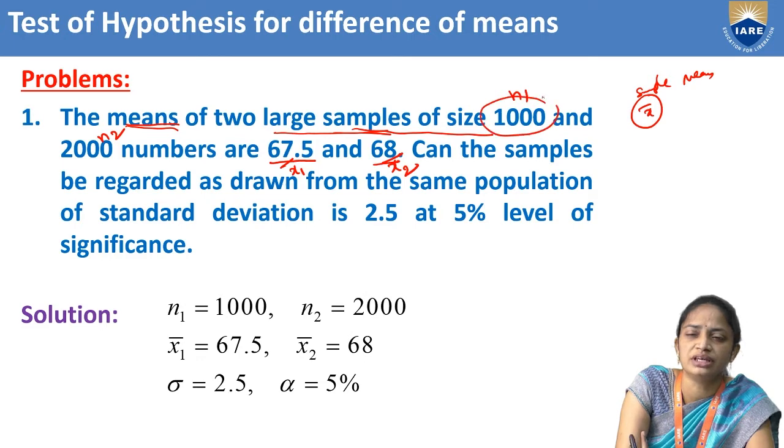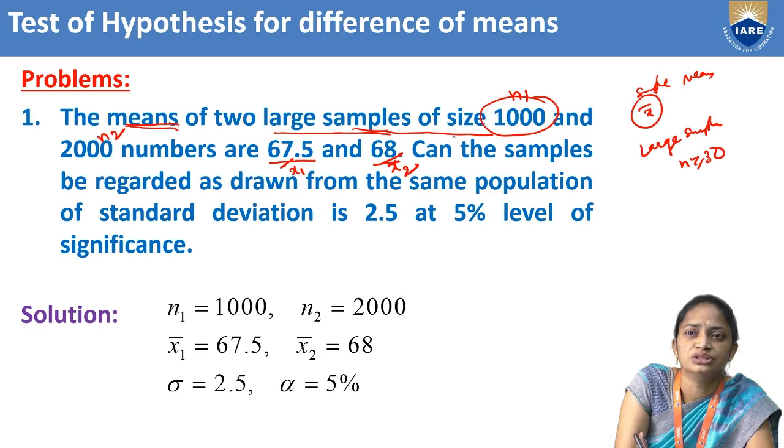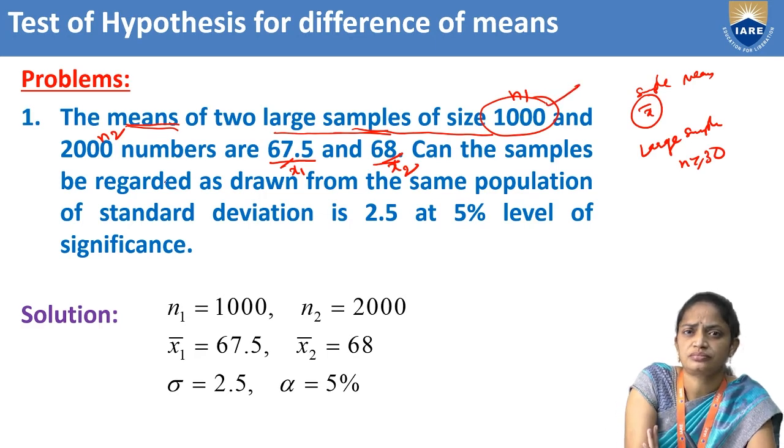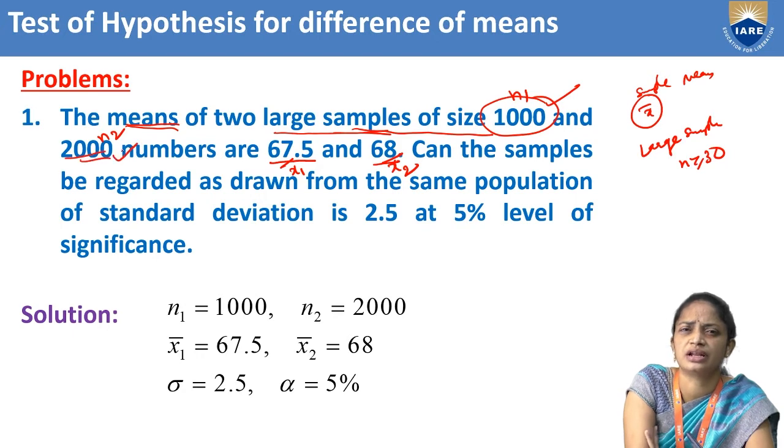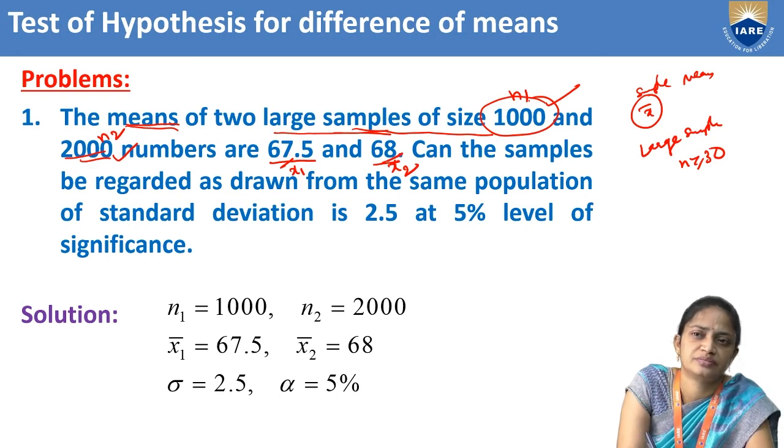Here n1 is 1000, that means n is greater than or equal to 30. What is a large sample? If n is greater than or equal to 30, then we can say that it is a large sample. So here we have n greater than or equal to 30, and this is also n greater than or equal to 30. So these two are large samples, n1 is 1000 and n2 is 2000, and the means of the samples are x1 bar equal to 67.5 and x2 bar equal to 68.